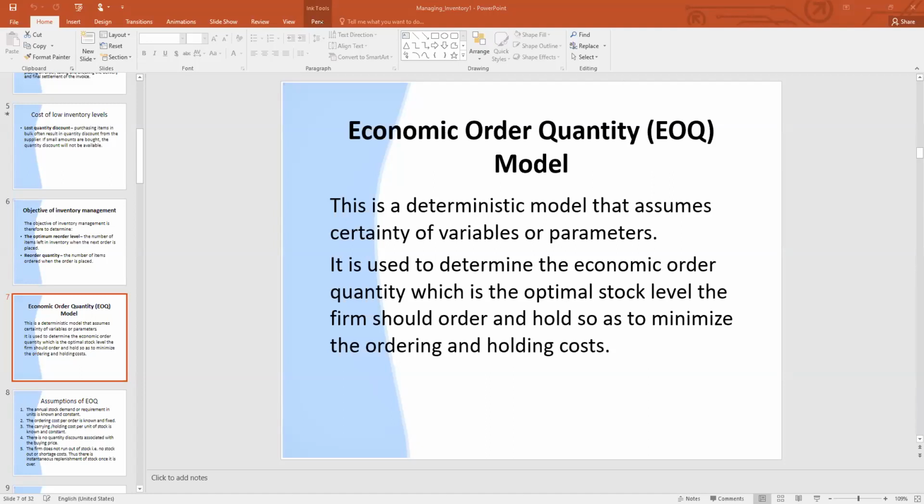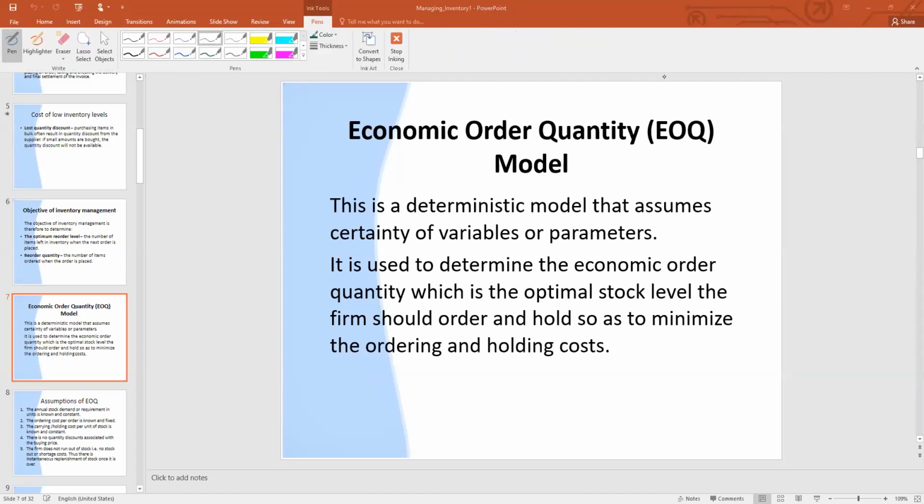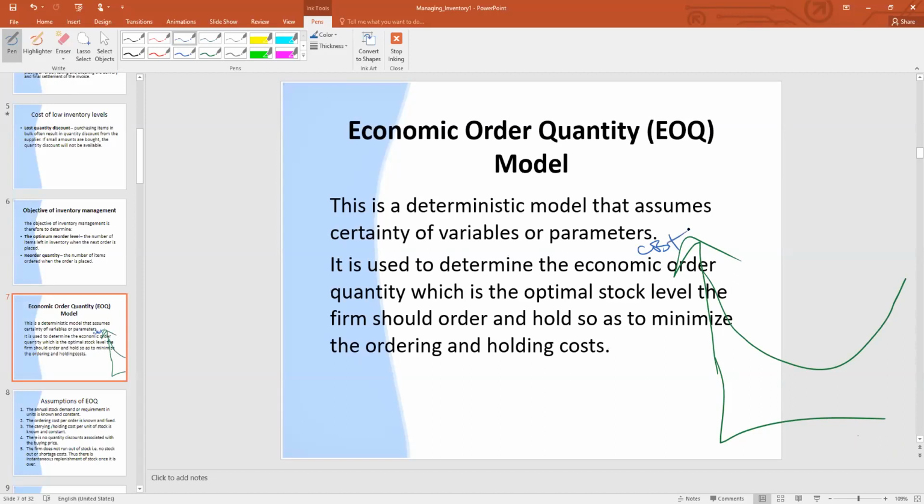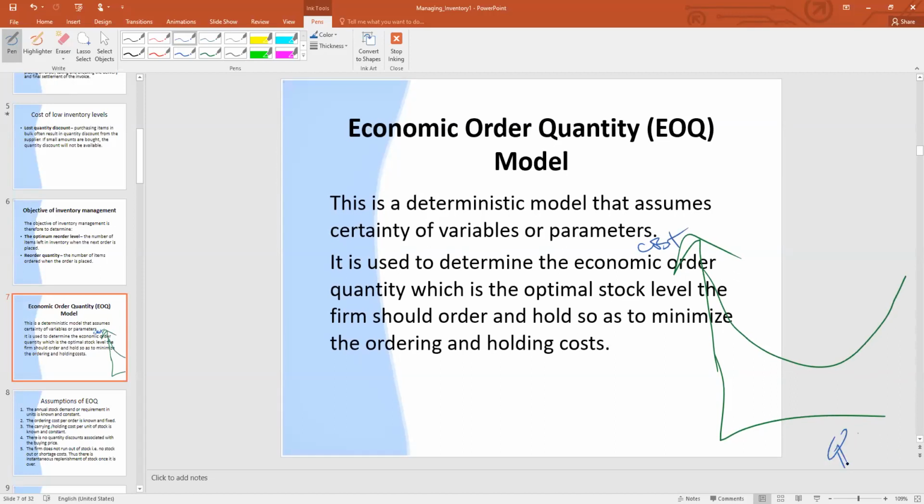If I draw a very simple graph here, this is cost, and this is quantity. If you stick to the Q proposed by your EOQ model, then it will be at this point. At this point, you are able to minimize the total inventory cost. The total relevant inventory cost will be the holding cost plus the ordering cost, and this minimum is achieved at the point when we have the Q proposed by the EOQ model.